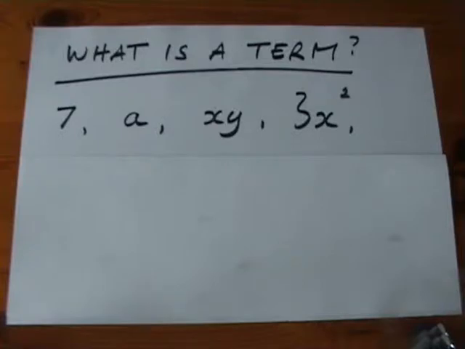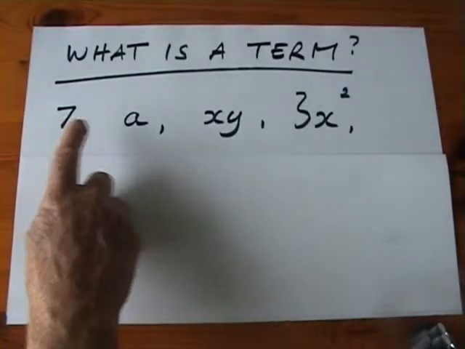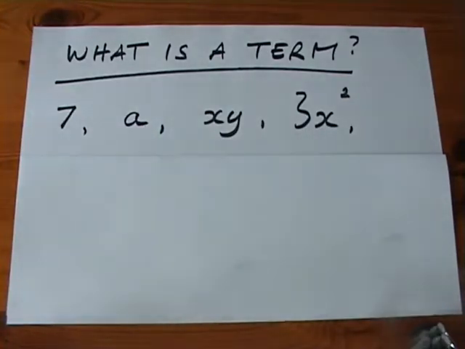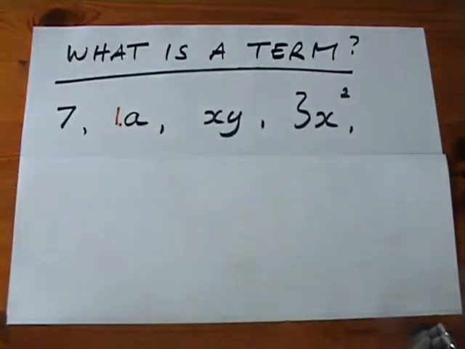So, what is a term? In algebra, we're constantly talking about terms, not a school term, but an algebraic term, and these are all examples of terms. The number 7, just a number by itself, is a term. The letter A is a term, although arguably you could have a number 1 in front of it.